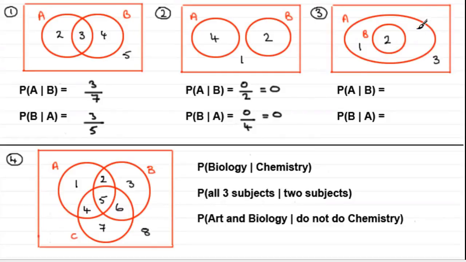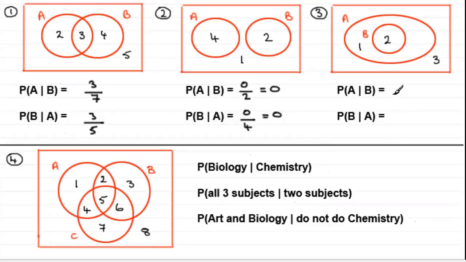Now in this one, number 3, this is a situation where all the people doing biology do art. We've got here 1 person does art only, 2 people do biology, 3 people don't do anything. We often call B a subset of A. It's within A. And again, you might like to try these 2 examples. Okay, you can pause the video, come back in a moment and see if you've got the right answer.